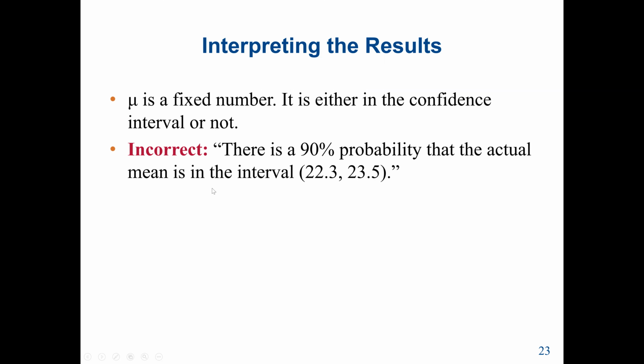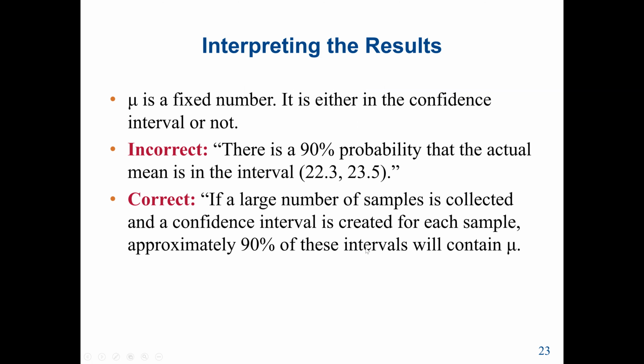So again, the incorrect way of interpreting is to say there is a 90% probability that the actual mean is in the interval of 22.3 to 23.5. Now, what's the correct way? We say that if a large number of samples is collected and a confidence interval is created for each sample, approximately 90% of these intervals will contain the population mean.